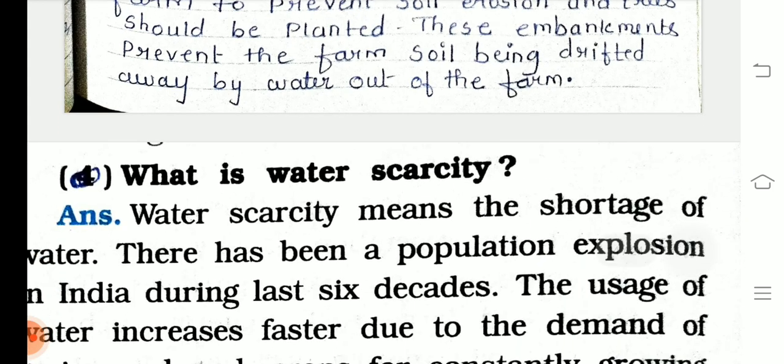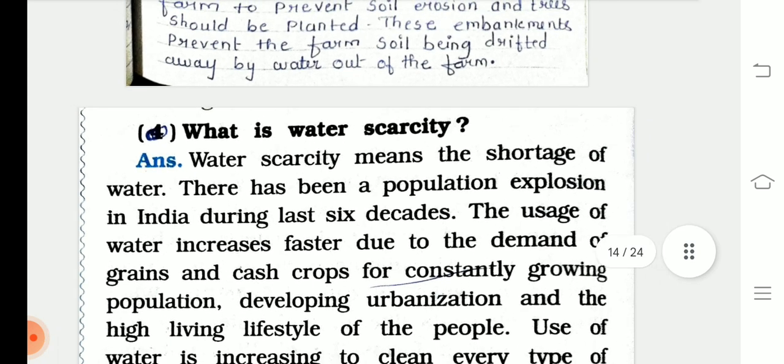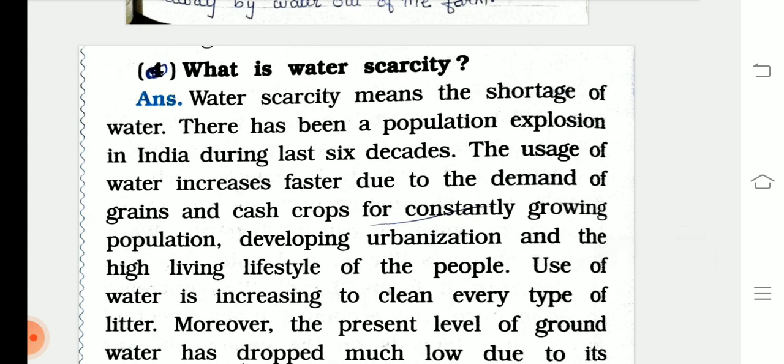Next one: what is water scarcity? Water scarcity means a shortage of water. There has been a population explosion in India during the last 6 decades. The usage of water increases faster due to the demand for grains and cash crops for a constantly growing population, developing urbanization and the high-living lifestyle of the people. Use of water is increasing to clean every type of litter.